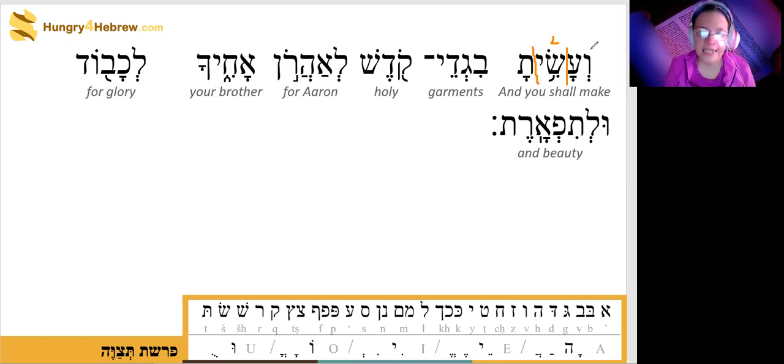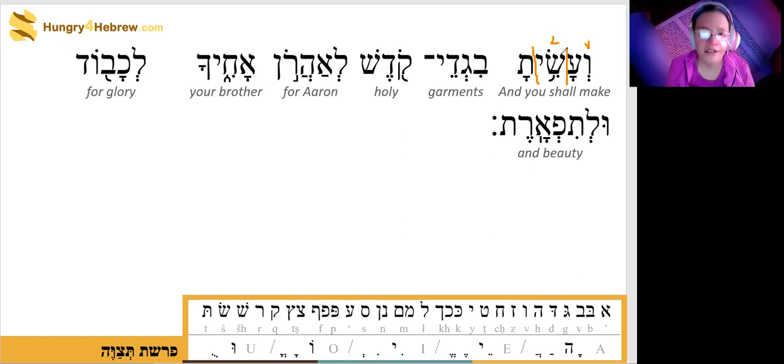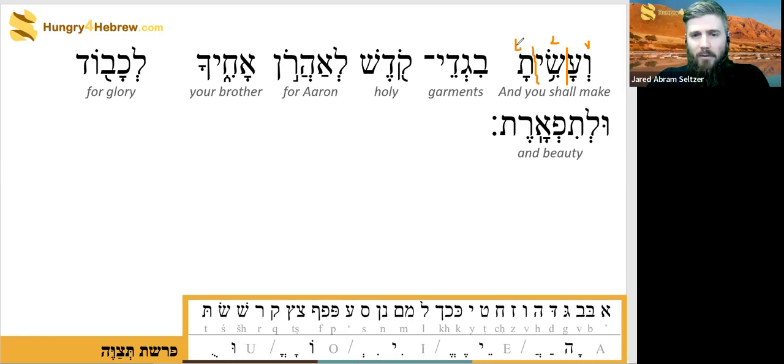Va yome. There's the ve with the shva under it. And then this is going to be a, ve, a. This last syllable is a tav with a kamatz, ta. Ve'asita. Go ahead.